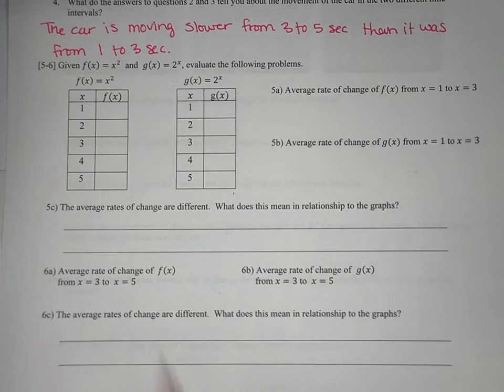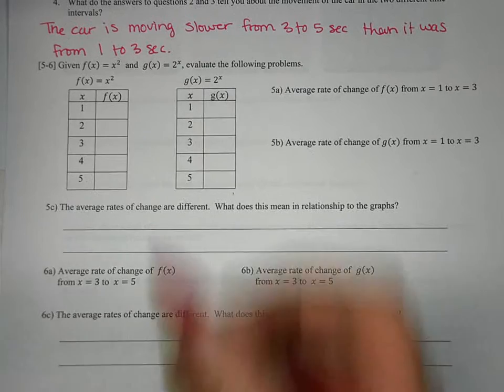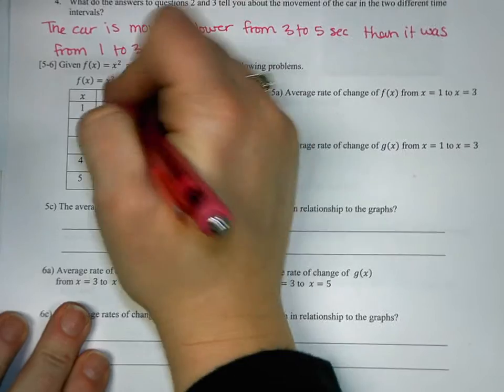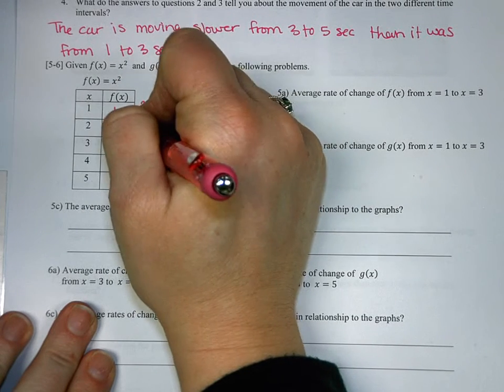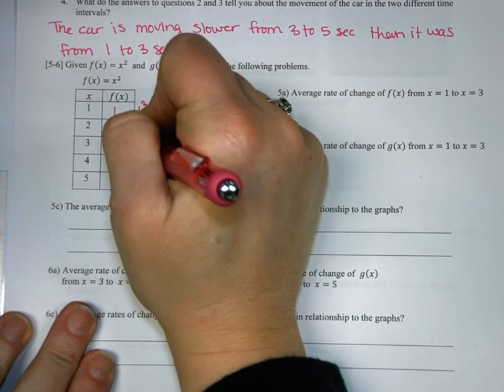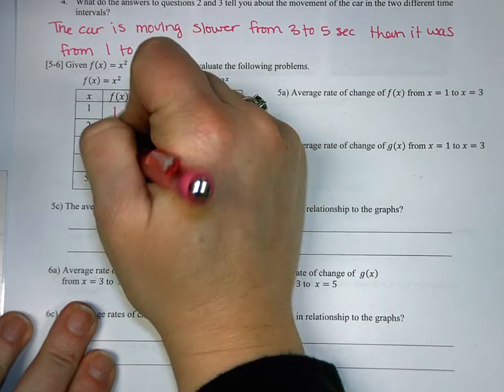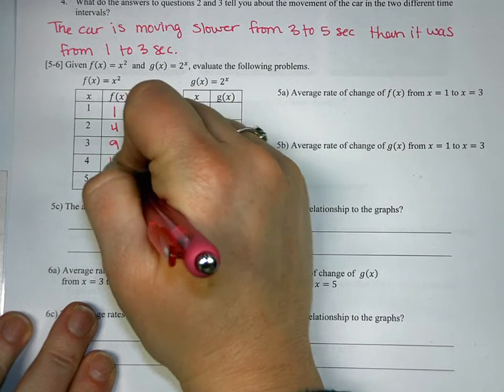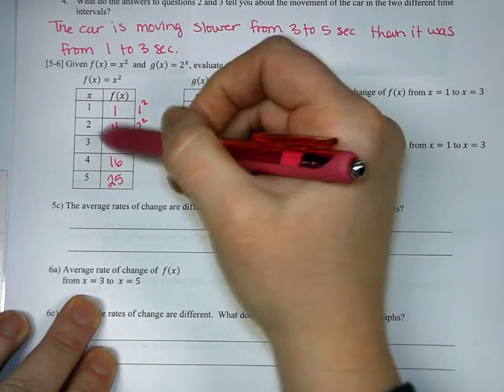So f of x's equation is x squared. We're going to plug 1 in for x. What's 1 squared? What's 2 squared? What's 3 squared? What's 4 squared? What's 5 squared? There's your table. So we have all of our ordered pairs for f.